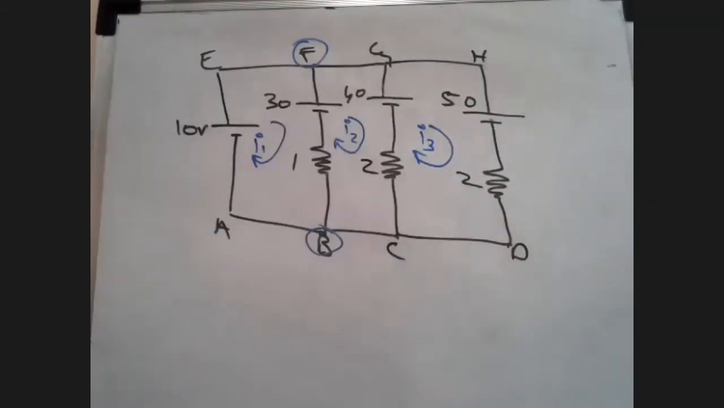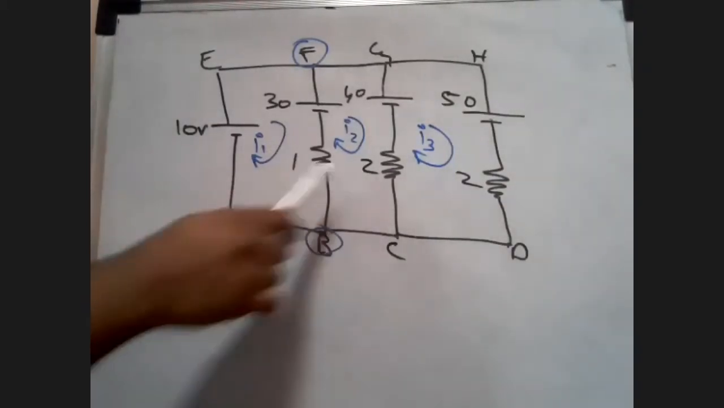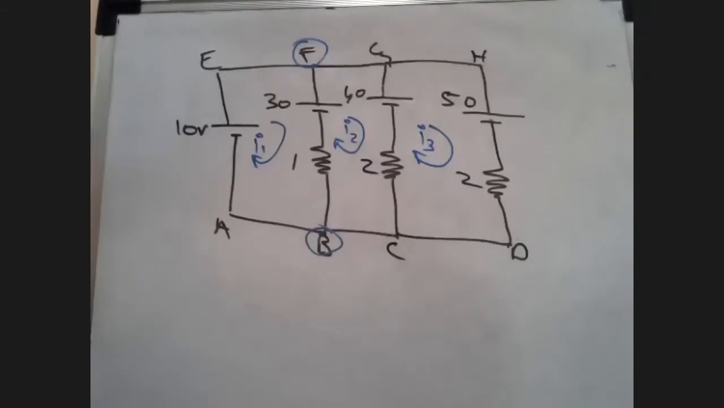But what will happen here? If I take I1, I2, and I3, will I get three simultaneous equations in the form of I1, I2, and I3? Yes or no? Yes, sir. Then I have to solve those simultaneous equations and find out I1, I2, I3.